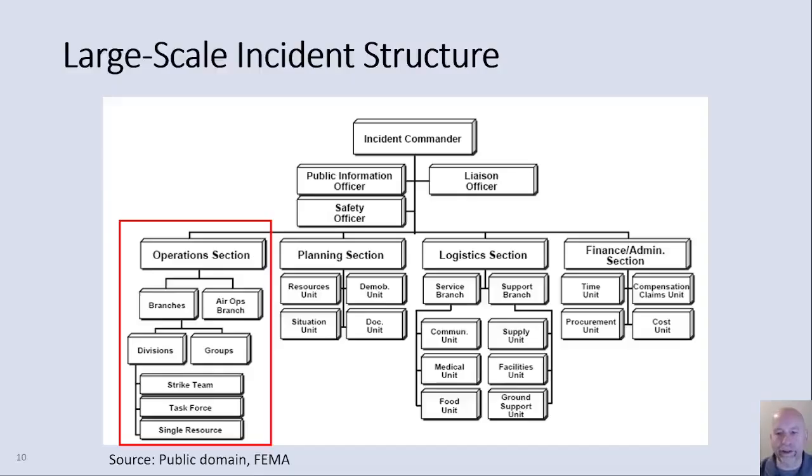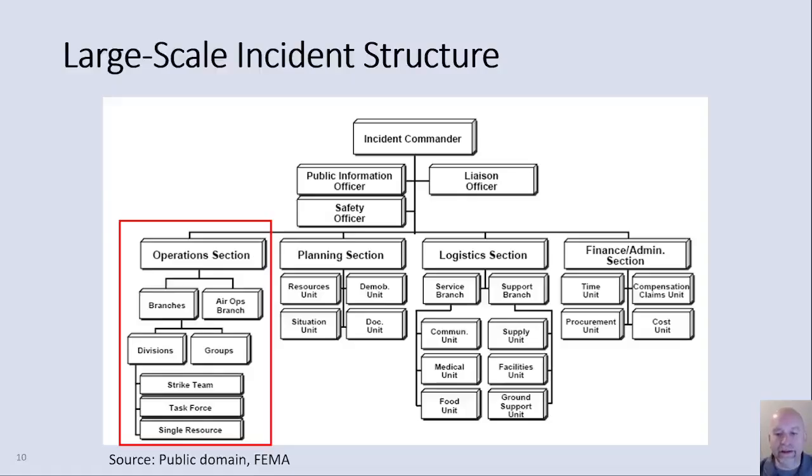A task force is any combination of resources of different kinds and types that are assembled to support a specific mission or operational need. The task force is led by a task force leader. So a task force could be something like a fire truck and 2 ambulances and a heavy rescue unit that are going in to do search and rescue and care for victims who may be trapped.